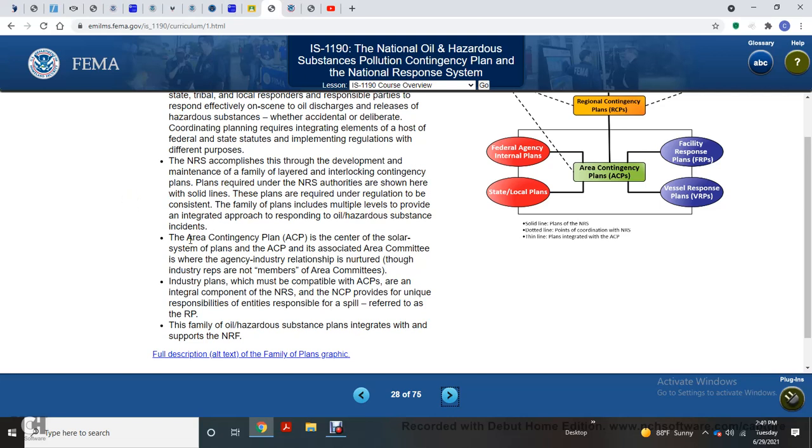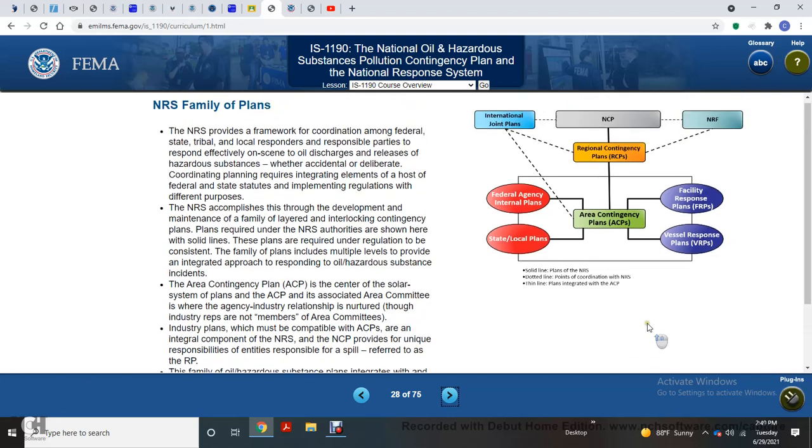The Area Contingency Plan, or ACP, is the center of the solar system of plans. The Area Contingency Plan is associated with the Area Committee, with agency and industry relationships nurtured through industry representatives who are not members of area committees. Industry plans must be compatible with the Area Contingency Plans and are integral components of the National Response System. The National Contingency Plan provides unique responsibilities for the entities responsible for the spill, referred to as the responsible party. The family of oil and hazardous substance plans integrates with and supports the National Response Framework.